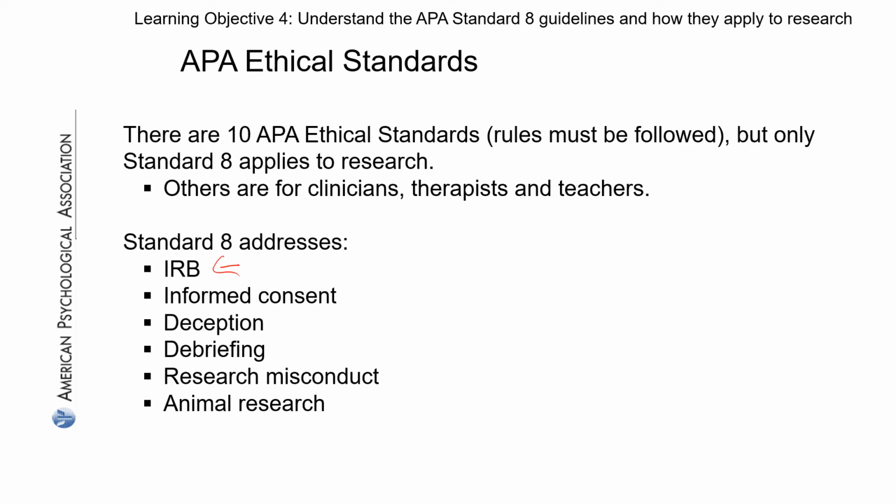It also talks about informed consent, deception, when deception is allowed, when it's not allowed, and debriefing the participants at the end of the research. It talks about what to do in cases of research misconduct, and animal research is also included in the APA ethical standards. So again, you need someone who is specialized in animal research because a lot of psychological research is done on animals, and we want to make sure that the research done on animals is done in an ethical way as well.